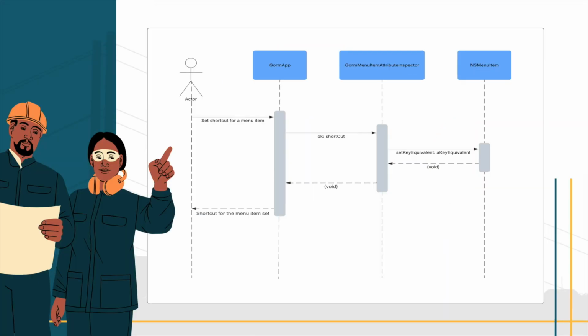In the next example, we have a user who wants to add a shortcut to a menu item. So there we send a request to the Gorm app, which then sends a request to the component responsible for this. In this case, it's a Gorm menu item attribute inspector component, which then sends a request to the NSMenuItem component, which then updates and renders the new interface to the user.